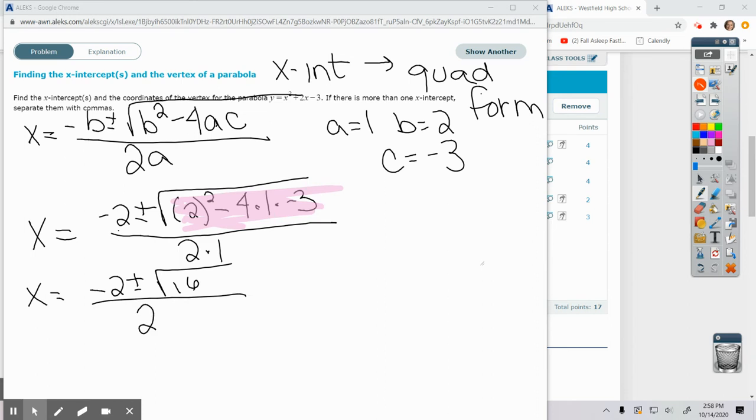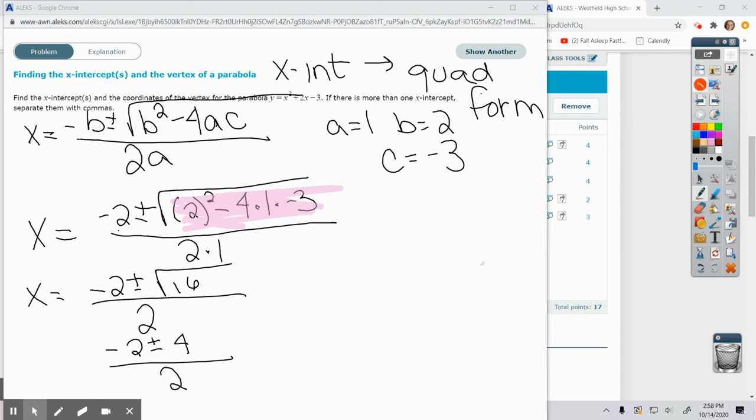Once we're here, we are going to take the square root of 16. So the square root of 16 is 4. Now that square root symbol is gone because I already used it. The square root of 16 is 4. No more square root left. And what is my next step going to be?